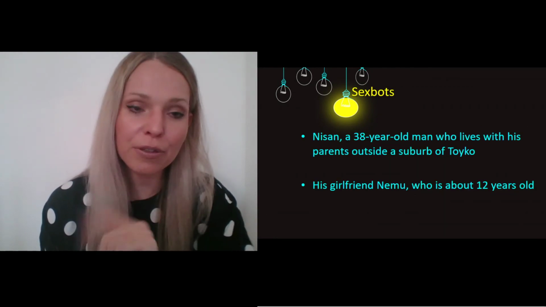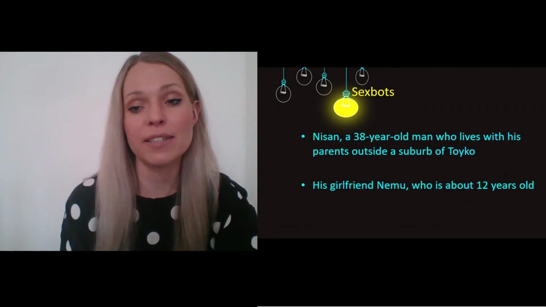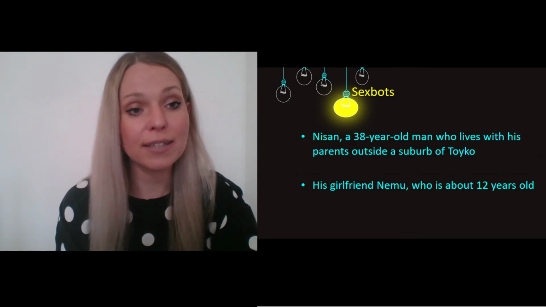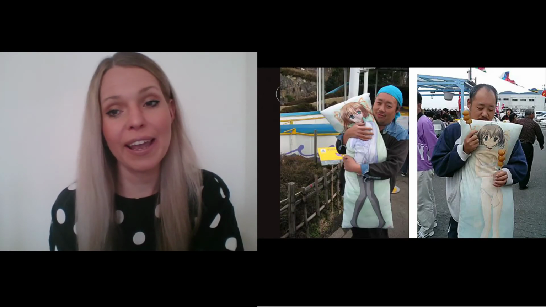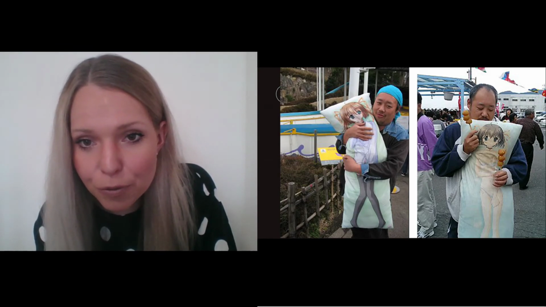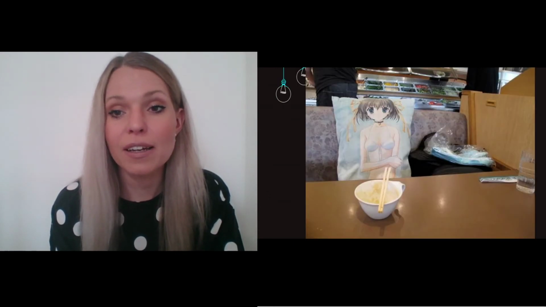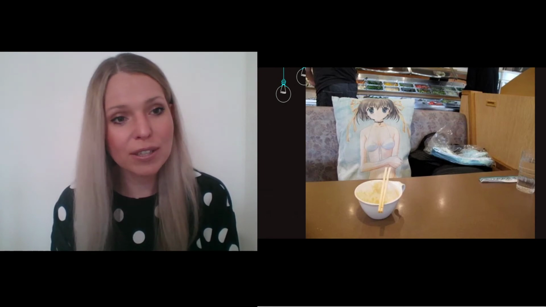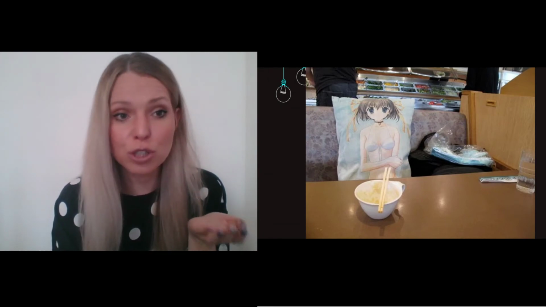So Nissan is a 38-year-old man who lives with his parents, very surprisingly, outside a suburb of Tokyo. He's got a girlfriend, an anime character called Nimu, I'm not sure if you know her, and she's about 12 years old. They are in the salad bar right here, on the metro right here, theme park maybe? But I'm wondering, she's always naked, but for the pool, she's got a full-on garment. Not logical. Okay, see that? She's brought out to a restaurant, to a salad bar, only in a bra and panty. This is not cool. And she's 12, by the way, so she looks really, really young.